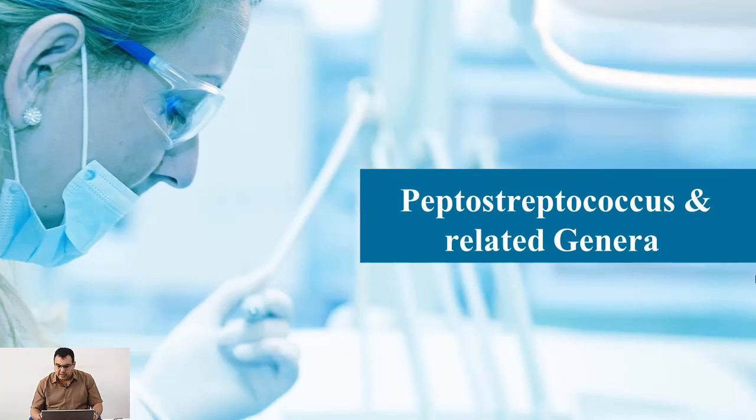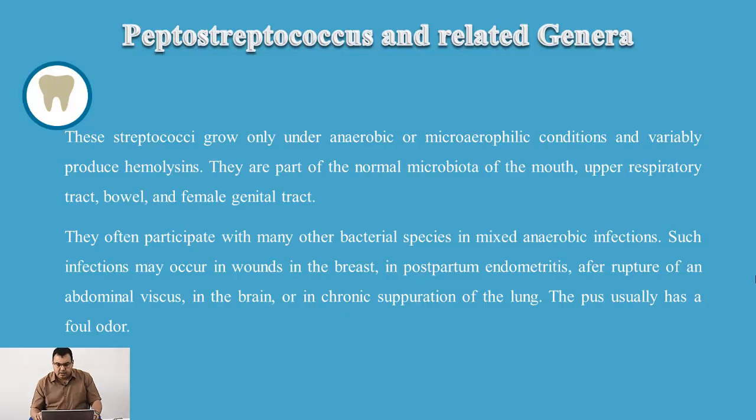Streptococcus and related genera. These streptococci grow only under anaerobic or microaerophilic conditions and variably produce hemolysins. They are part of the normal microbiota of the mouth, upper respiratory tract, bowel, and female genital tract. They often participate with many other bacterial species in mixed anaerobic infections.